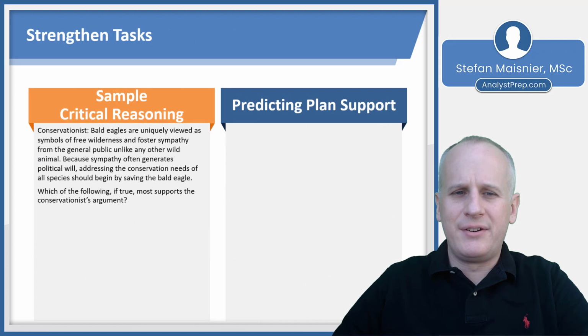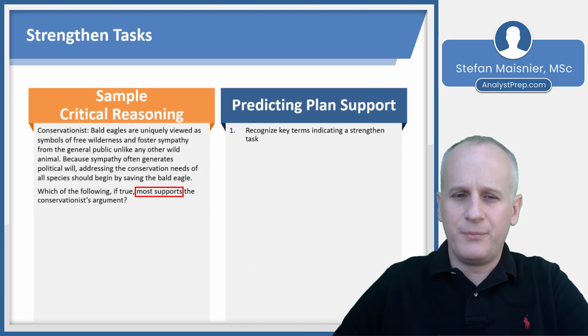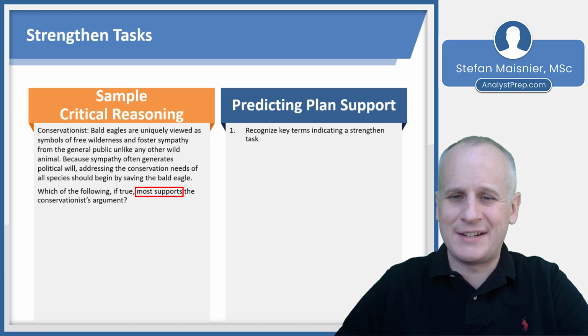So we've got another sample critical reasoning here. And as always, we read the question task first. Which of the following, if true, most supports the conservationist argument? So we recognize the word supports, and we're saying of the following. So this is not an inference task. This is going to be an argument task, and you can also recognize the term argument in the task itself.